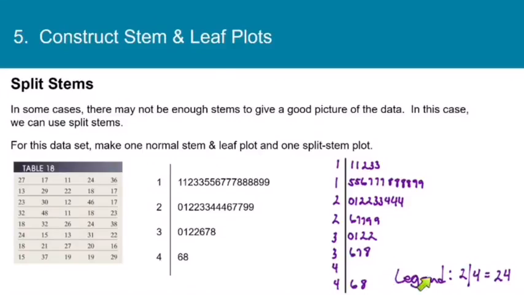And then we would need to include something that tells the reader how to read the stem and leaf plot. So I've got here a stem of 2 and a leaf of 4 equals a value of 24. And there's no particular number that you have to choose here. I just happen to pick 24.